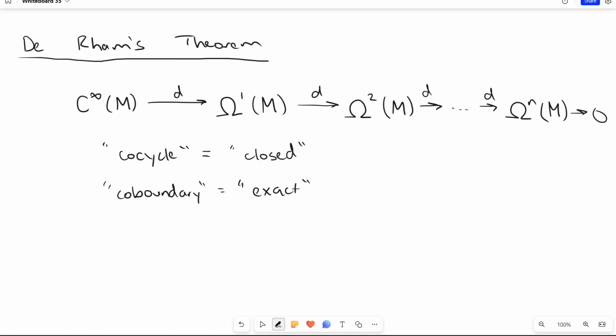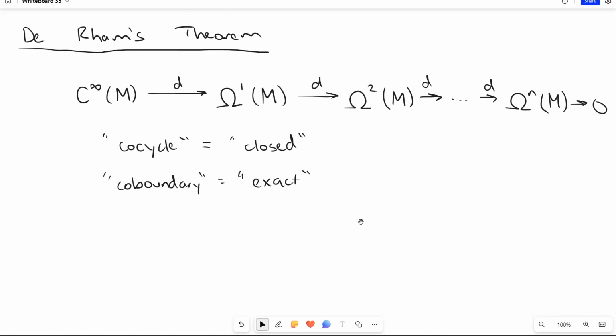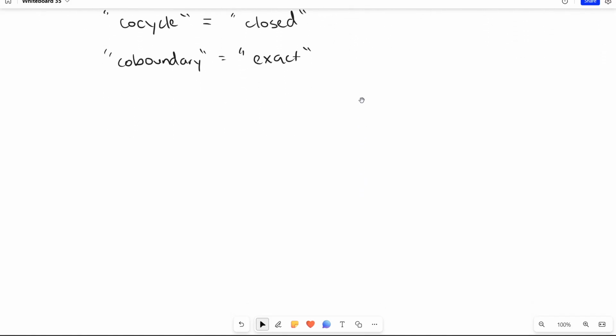So in order to show that the de Rham cohomology agrees with singular cohomology, we're going to follow a very similar sort of pattern to how we proved that Poincare duality works, where we have these two cohomology theories on a manifold and we show that they agree. So what is the strategy?